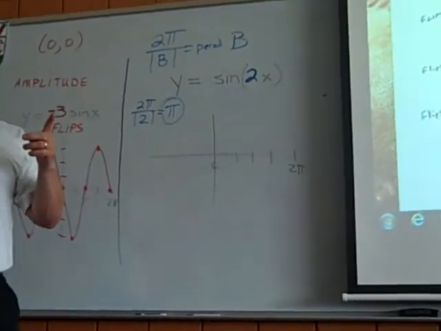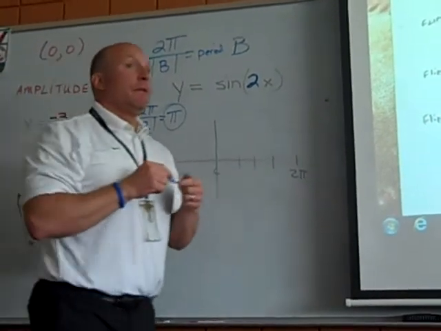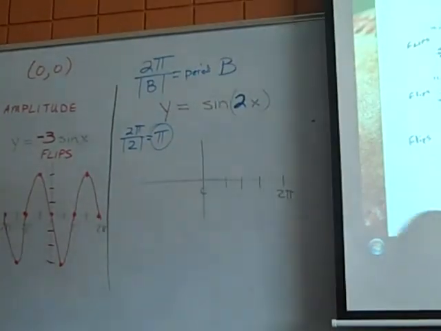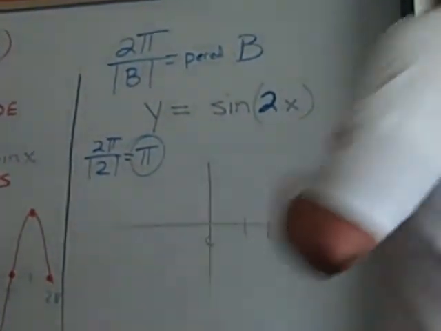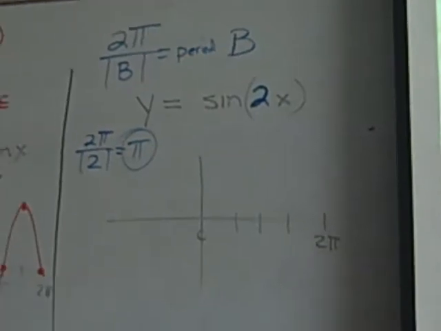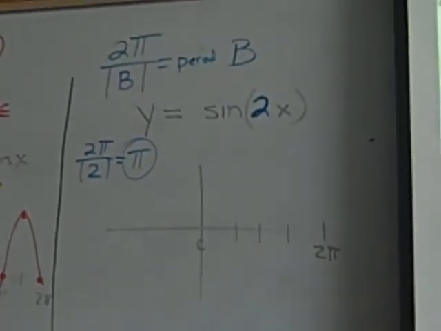That's the distance. So we have a full cycle every pi. Or, some people look at it as, I have 2 cycles every 2 pi. It's the same thing. Well, how do I draw that? What's going to happen to my sine curve? Here's my sine curve right now.